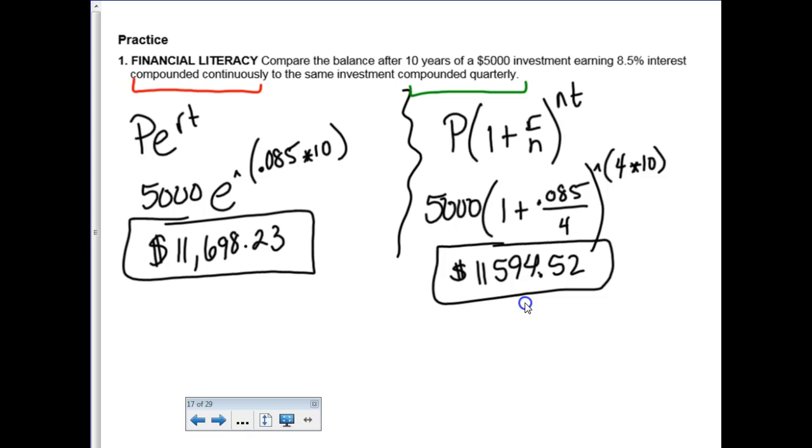But we all know this is not how banks work. They don't give you 8.5%. And they surely don't give you continual interest. So, these problems are a little lame now that we become older and realize that these problems don't really make sense. But that's okay. They're easy to get right on a test.